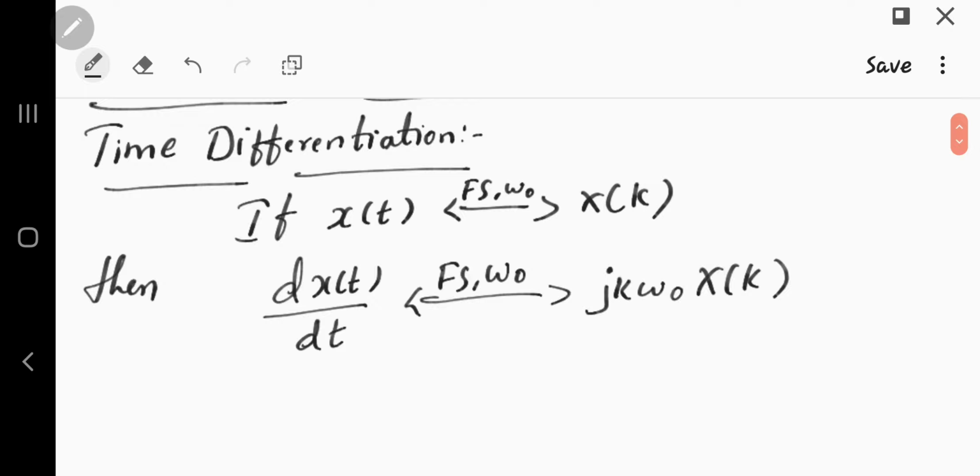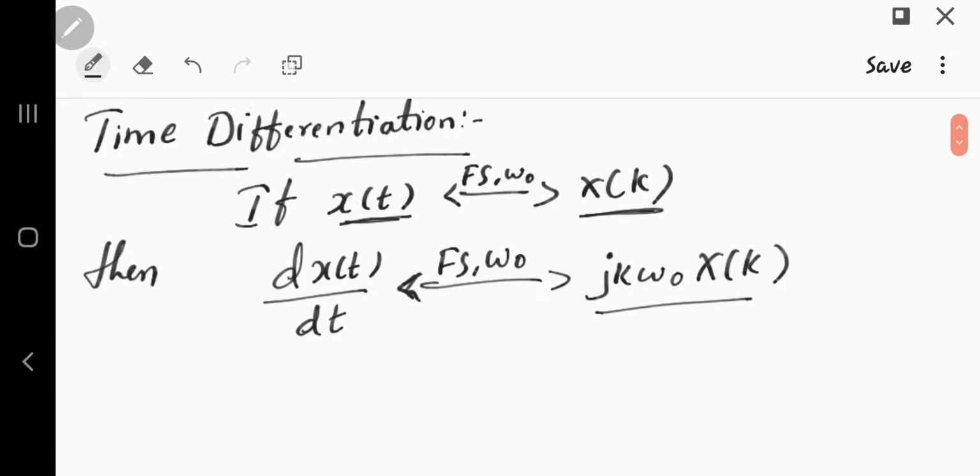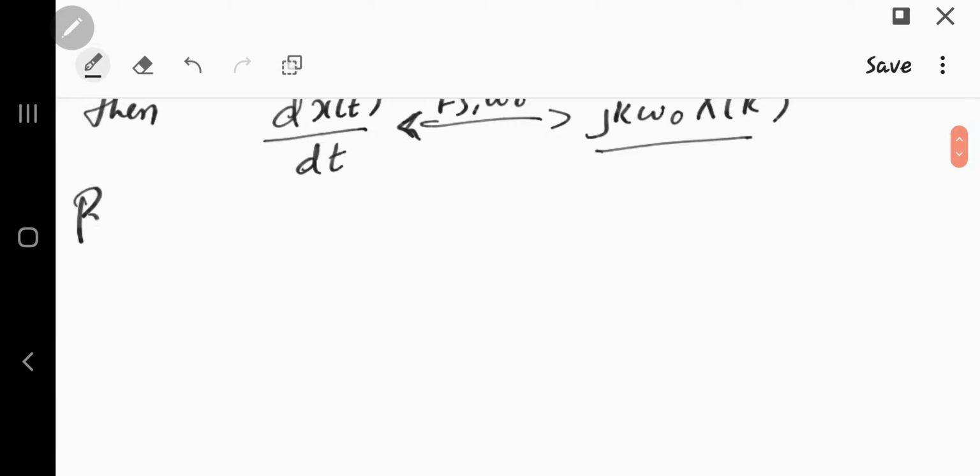So here the statement is, if you have a signal x of t, then you perform Fourier series. If you transform this, then you will get x of k. If you have a differentiation of x of t, then if you apply Fourier series, then we will get j k omega naught into x of k. So this is the statement of it. So let's take the proof.